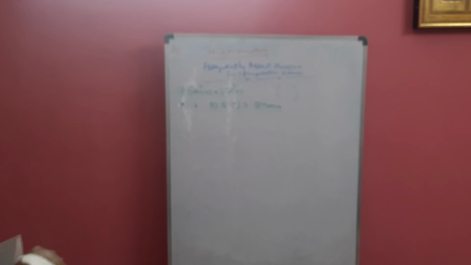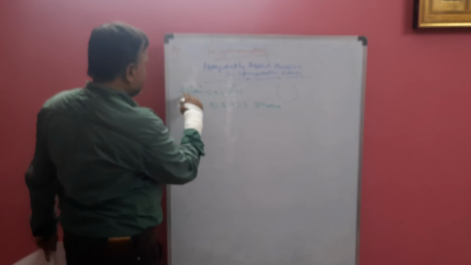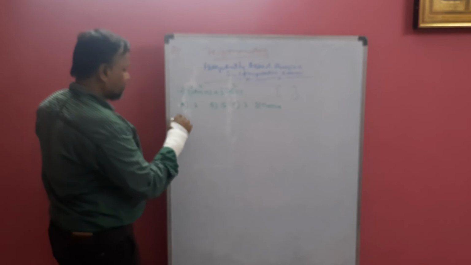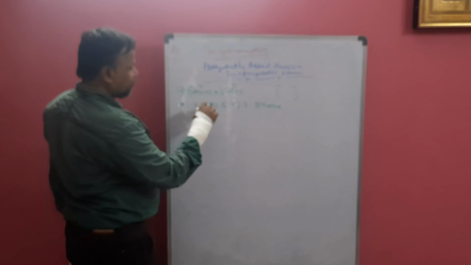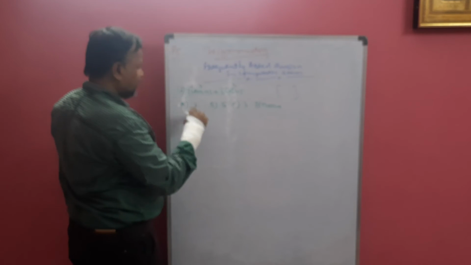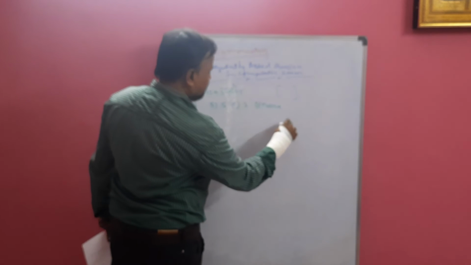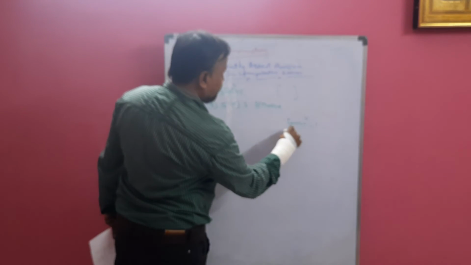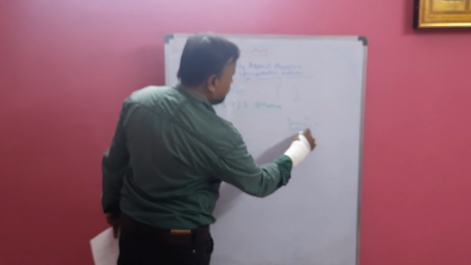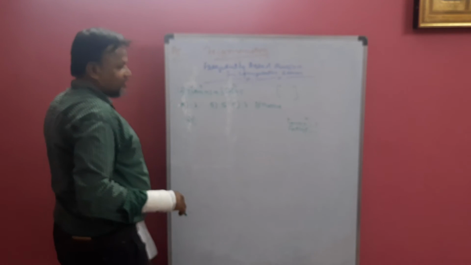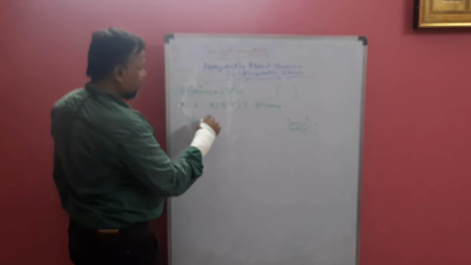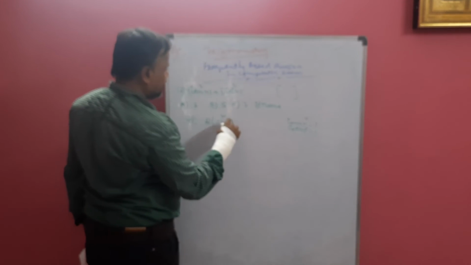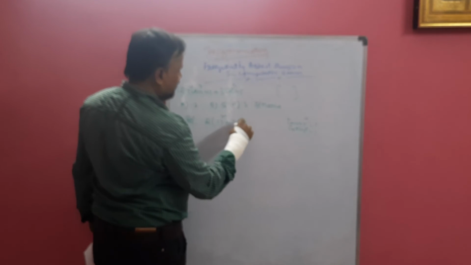Now the 12th one: 2 tan square 45 plus 3 cot square 45. The options given are 2, 5, 3, none. Here, how much is tan 45? We know that tan 45 is 1 and cot 45 is also 1, the reciprocal of that is the same. So this is 2 times tan 45, which is 1, squared, plus 3 times again 1 squared.